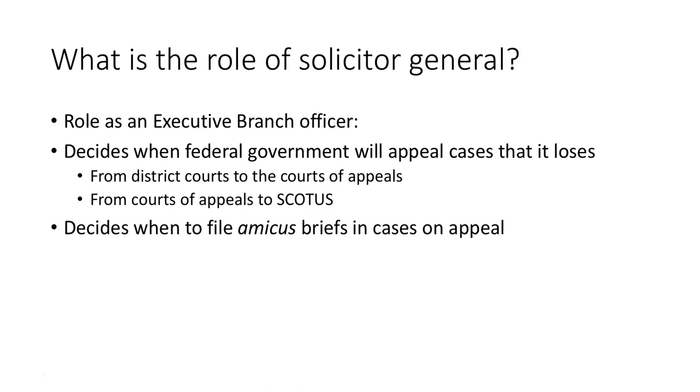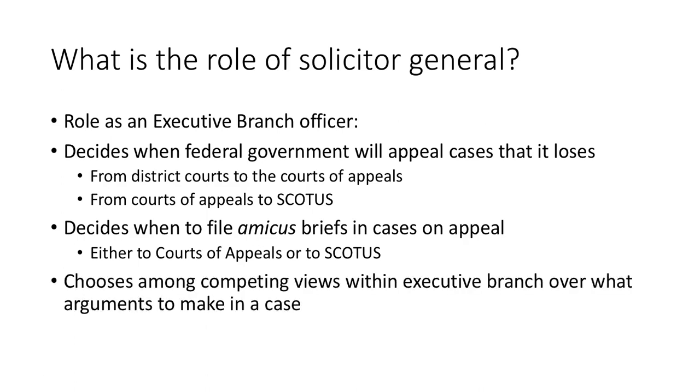The Solicitor General's role as an executive branch officer is to decide when to file an amicus brief in cases on appeal. And remember, an amicus brief, as talked about in the textbook and in previous videos, is basically a friend of the court. I'm an interested party as the federal government. I'm interested in this particular case. Here are my thoughts, my recommendations. That's what an amicus brief is basically about. And this could apply to either the courts of appeals or the U.S. Supreme Court, whichever the Solicitor General decides.